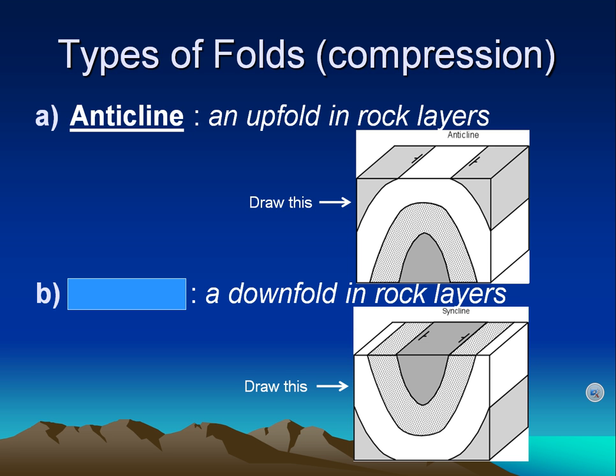First, we have an anticline. I know you need to draw this in your paper. Anticline is an upfold. It's where the rocks that were originally horizontal get bent into this A shape. Next, you have a syncline, which is a downfold in rock layers. That's what you see in this image.